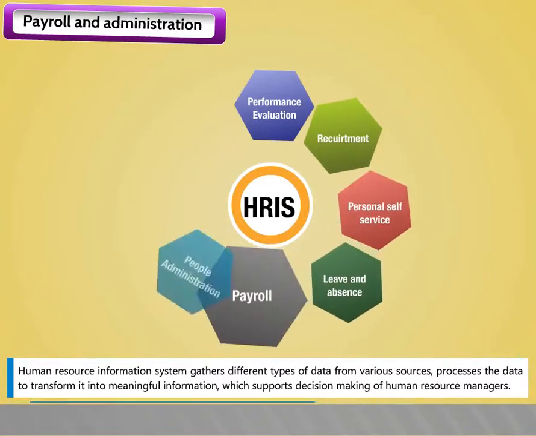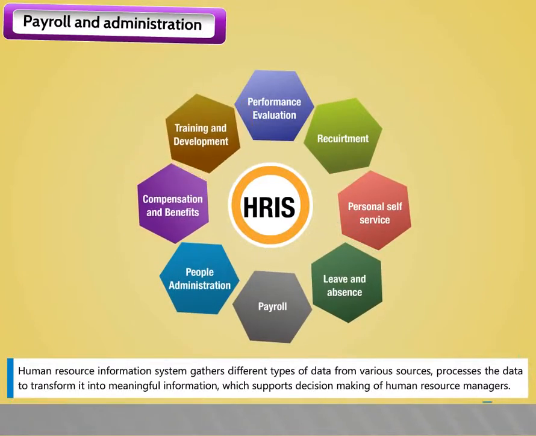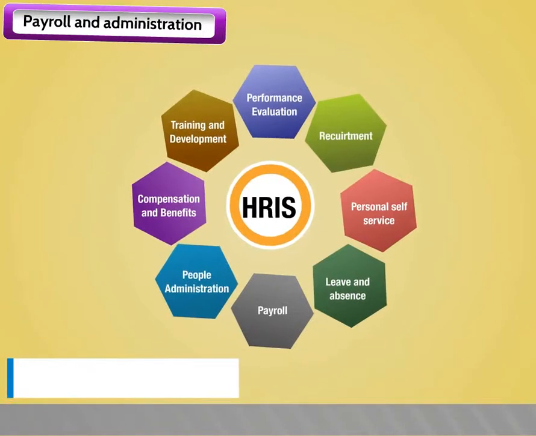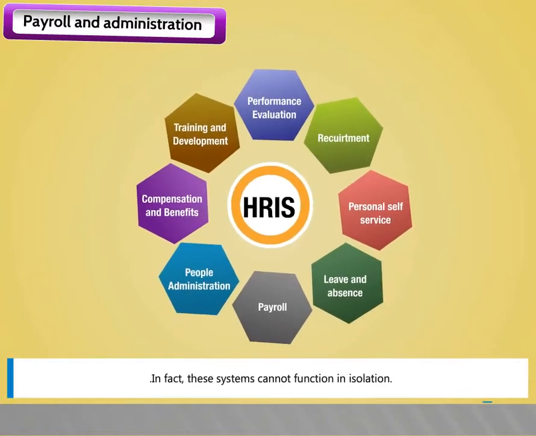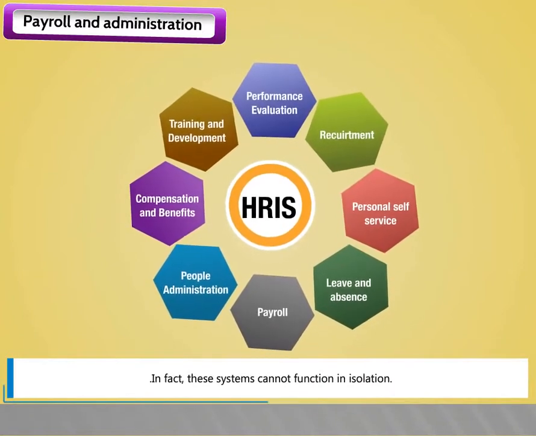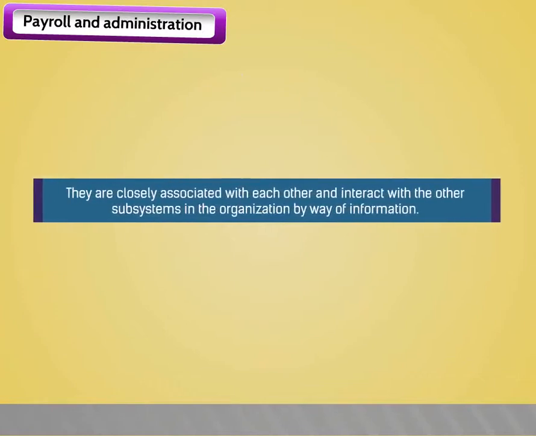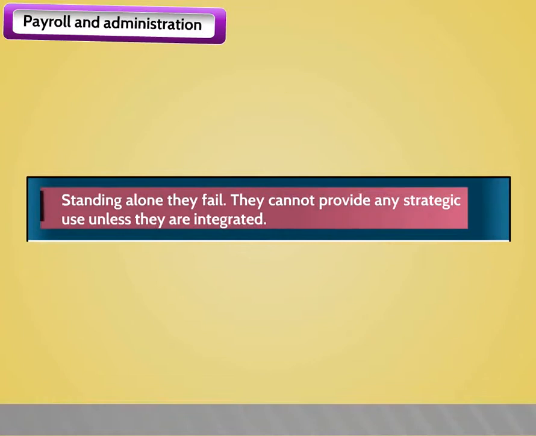The Human Resource Information System gathers different types of data from various sources, processes the data to transform it into meaningful information, which supports decision-making of human resource managers. In fact, these systems cannot function in isolation. They are closely associated with each other and interact with the other subsystems in the organization by way of information. Standing alone, they fail. They cannot provide any strategic use unless they are integrated.